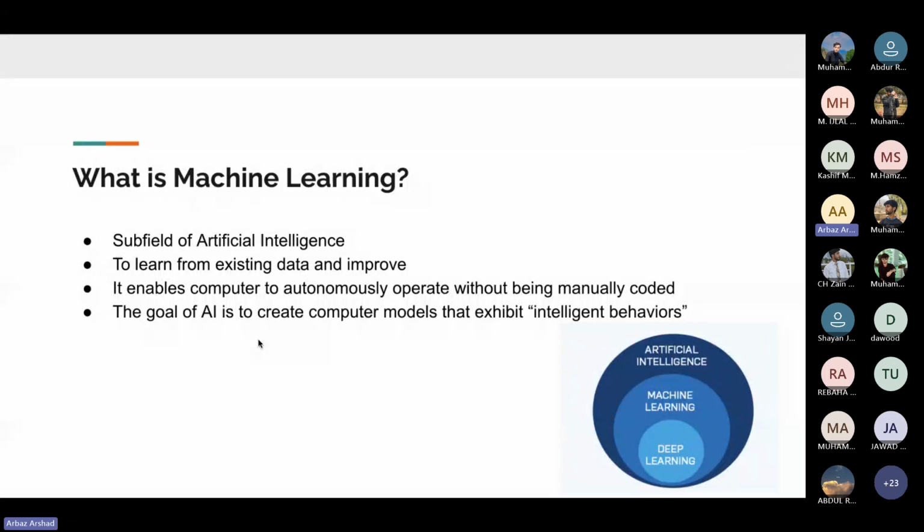Another example of machine learning would be websites like Amazon and Netflix. What are these? They use machine learning to recommend products or shows based on your past behavior. So this is a typical example of how machine learning is involved in our daily life.